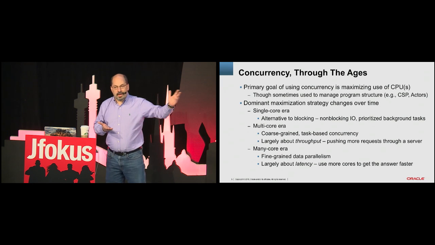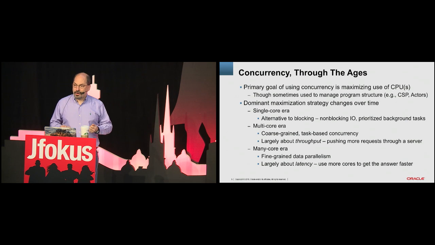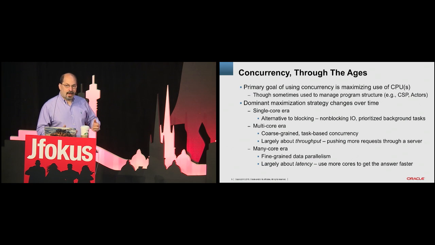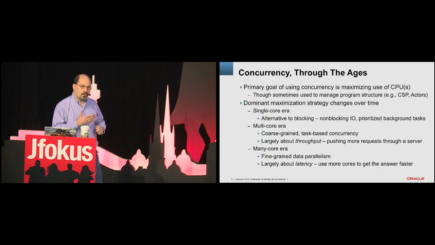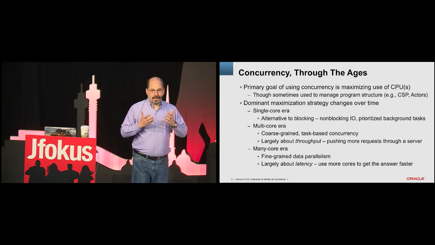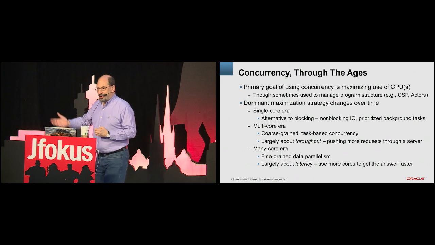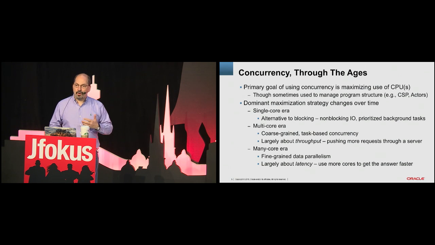Now, over time, the technique that we use for doing that has changed. Back in the old days, when we only had one core, we used concurrency mostly to get blocking operations off the CPU and into the background. So if you were doing a blocking I/O, you would run it in another thread so that something else could use the CPU. Or if you were doing a background task, you would run it in another thread so that something else could use the CPU. But that was mostly about asynchrony and non-blocking.